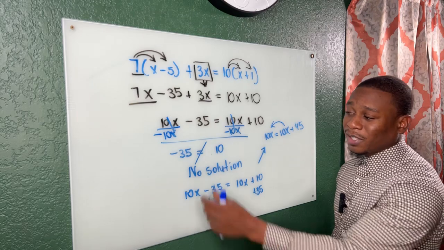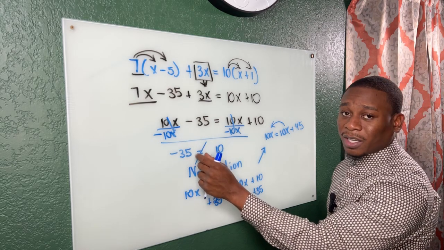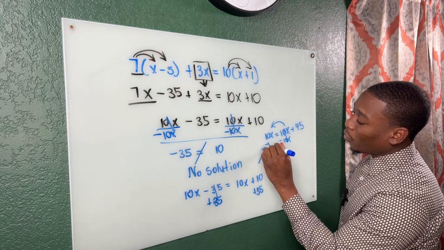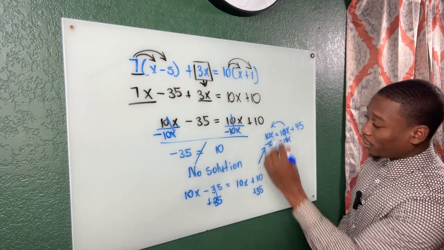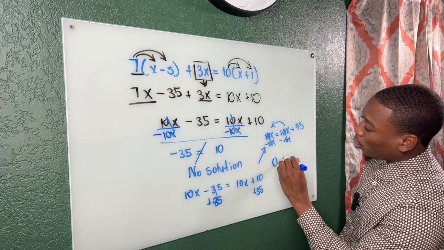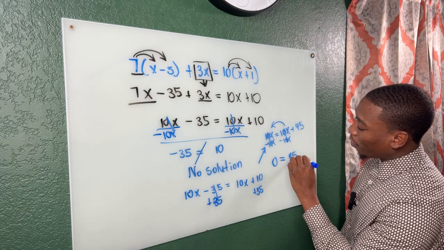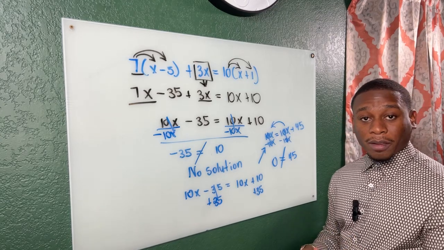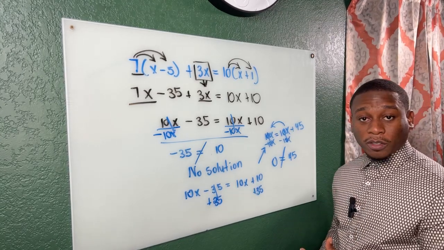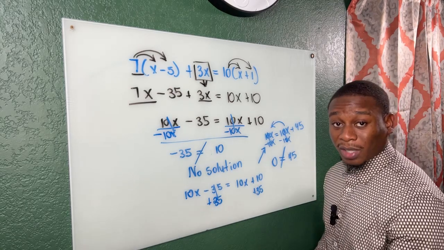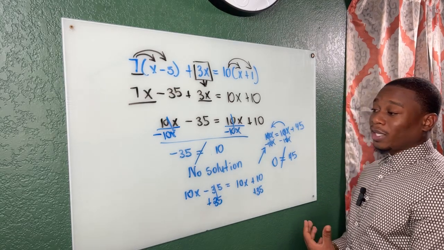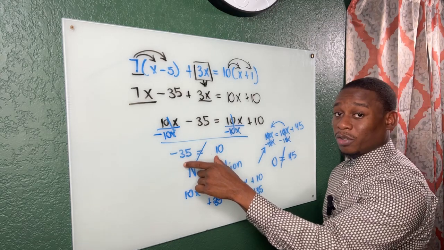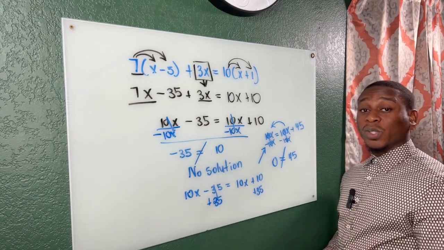And when we talk about opposite side, we're talking about the opposite side of the equal sign. So when I subtract 10x, another way we could get to the same answer is now 0 is equal to 45. There will never be a case where 0 is equal to 45. So if you have an equation where the variables cancel out, or we get to the end and we have two numbers that are not equal to each other, that means that there is no solution.